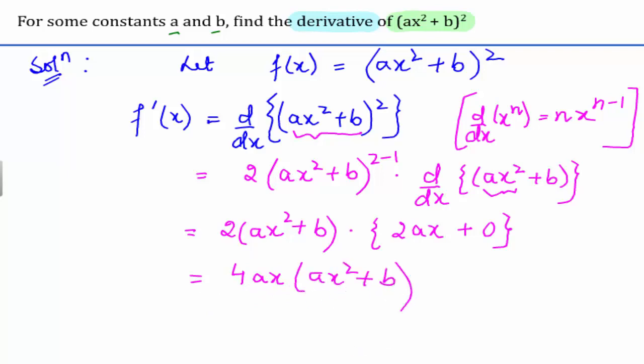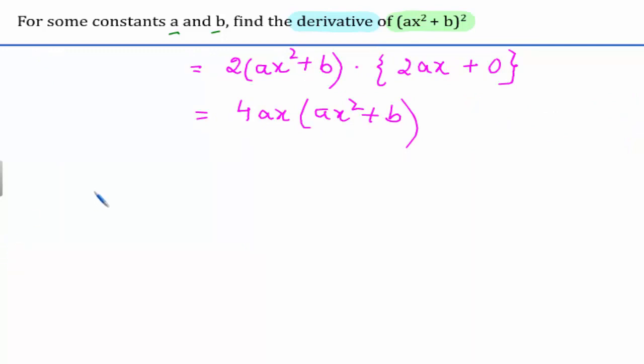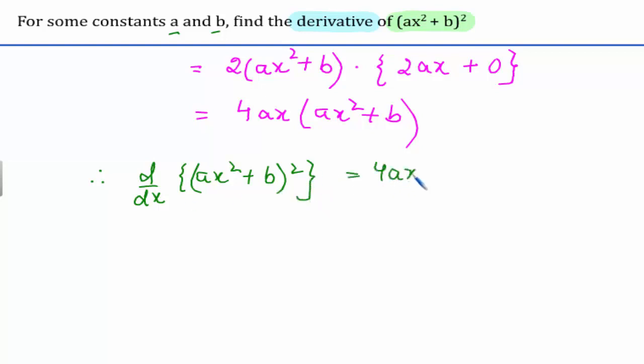Therefore the derivative of the given function (ax square plus b) whole square with respect to x is 4ax into (ax square plus b). This completes the solution.